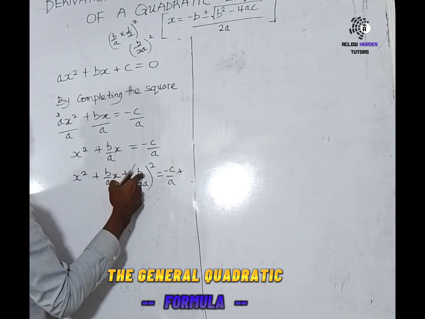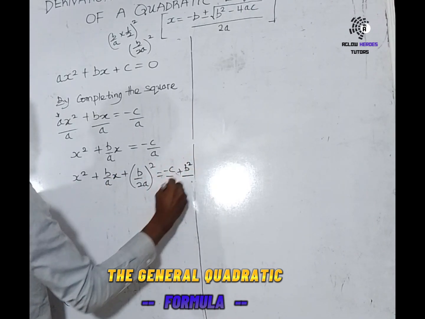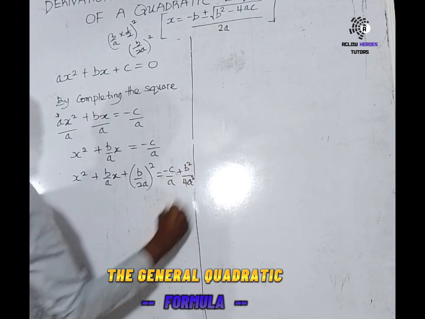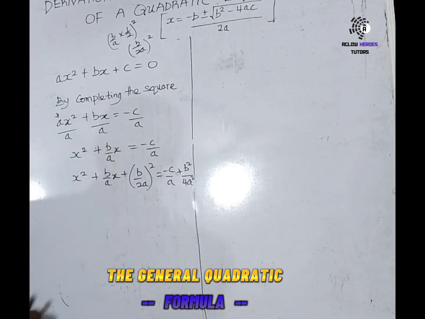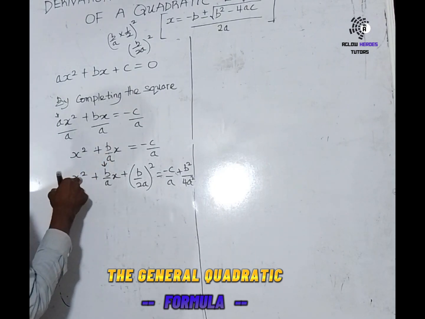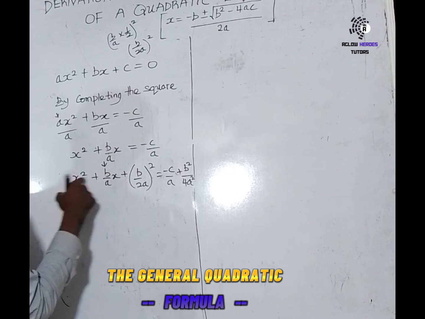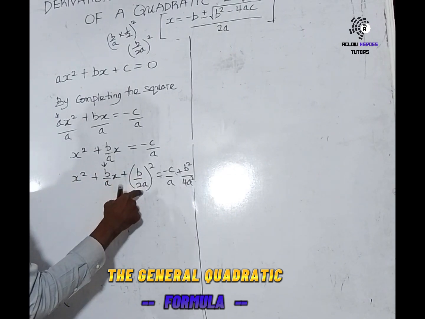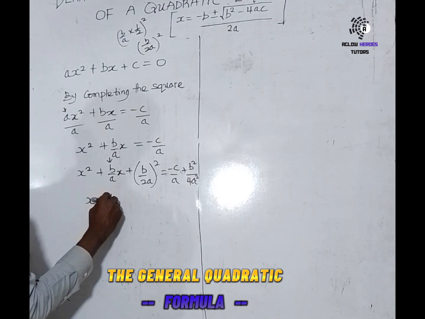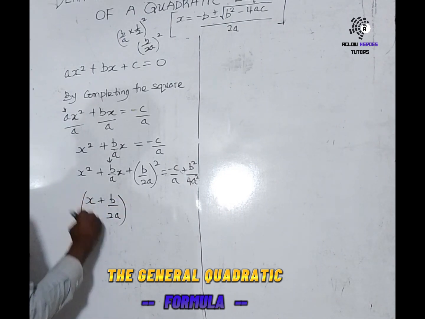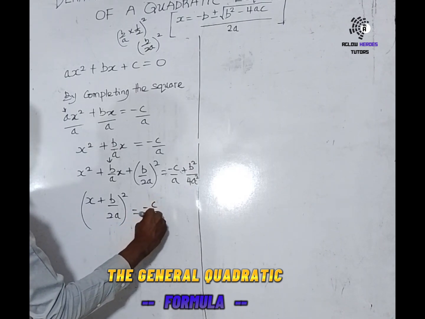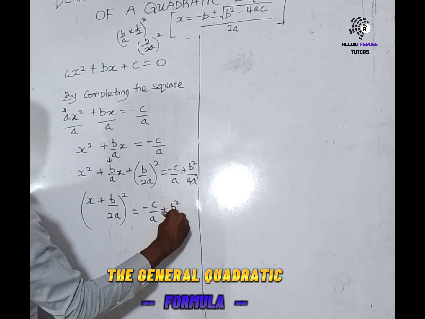So from here we have that b squared, then 2 squared is 4 and a squared. So after doing this, the next thing you consider is that we are going to ignore this middle term, and say that the left side is a perfect square. So we are going to write this as x plus b over 2a all squared is equal to negative c over a plus b squared over 4a squared.